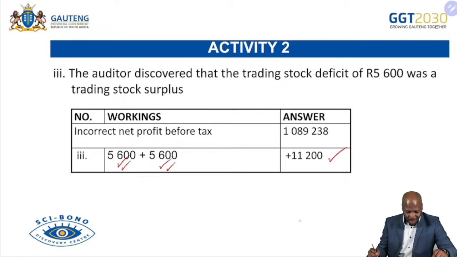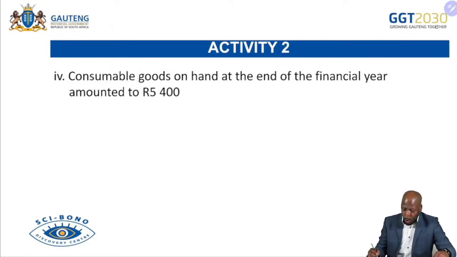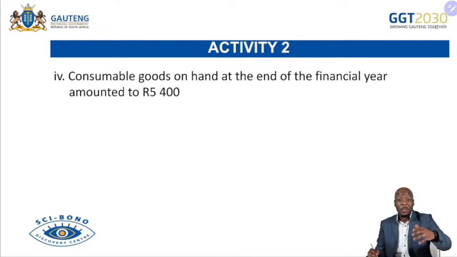All right, let's quickly go on to the next one. The next one says consumable goods on hand at the end of the financial year amounted to 5,400. What does that mean? Remember, we would have bought our consumables. It would have been packing material, but then we recorded the full amount of what we purchased, yet our expense was not that amount. Remember, there will always be consumable stores on hand. And how do we treat that? We subtract it, because the expense is not for this financial year, because they were not used in this financial year. So we should subtract that.